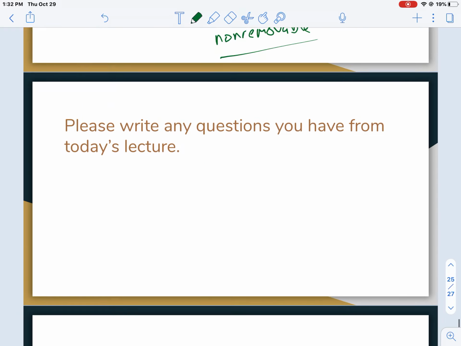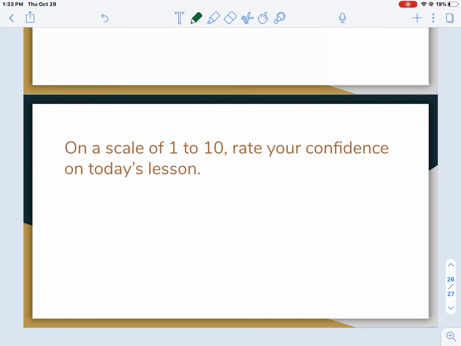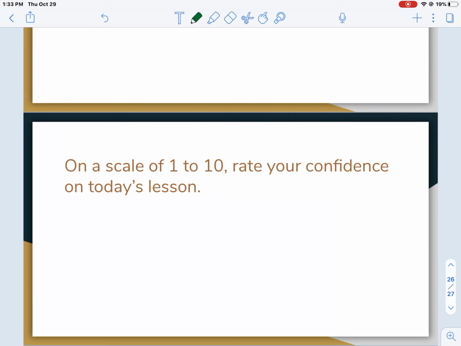So, you can write any questions that you have down. I'll make a question, and you can give me your 1 to 10 confidence scale.